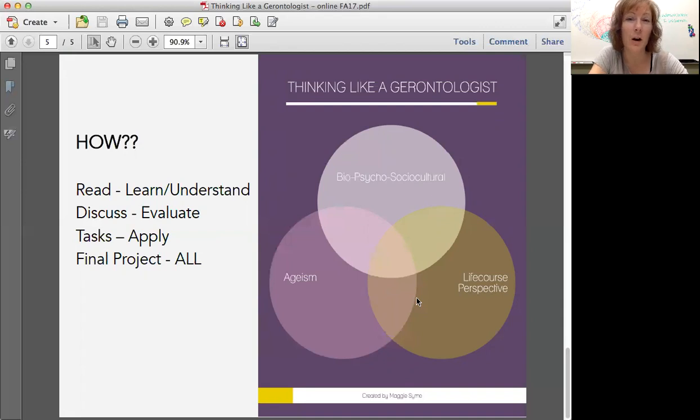You're also going to have to learn how to apply the knowledge that you're picking up in the tasks in the course. So those 5 tasks that you have to do across the semester, you're going to be using the knowledge that you're gaining, the critical analysis of it, and applying it to a problem in aging. And in your final project, you're going to be doing all of those things. You're going to be learning about a problem that you've chosen, evaluating how that problem currently is and what we can do about it, and applying your knowledge to address that problem. So that is how we're going to get ourselves closer to thinking and acting like a gerontologist in this course.